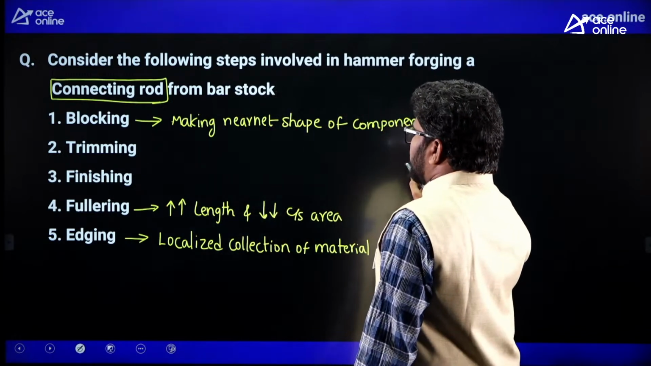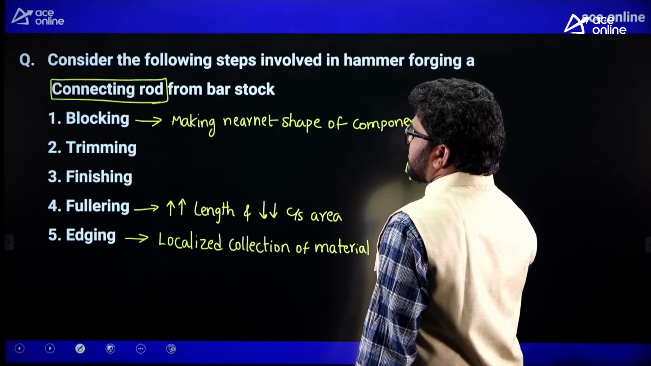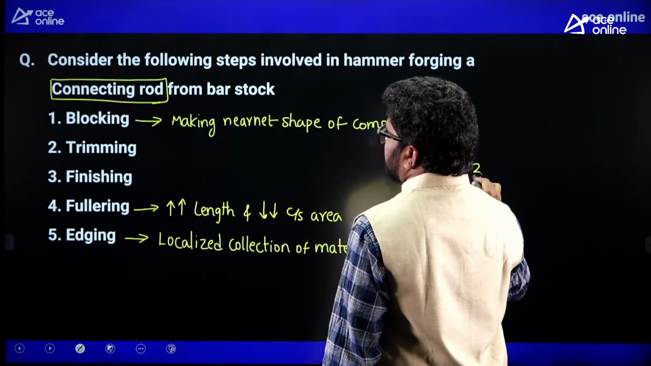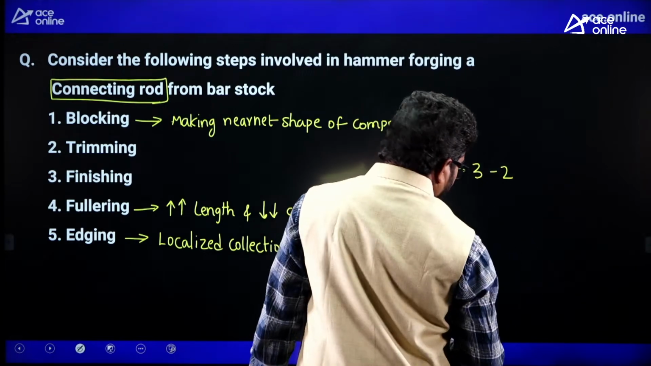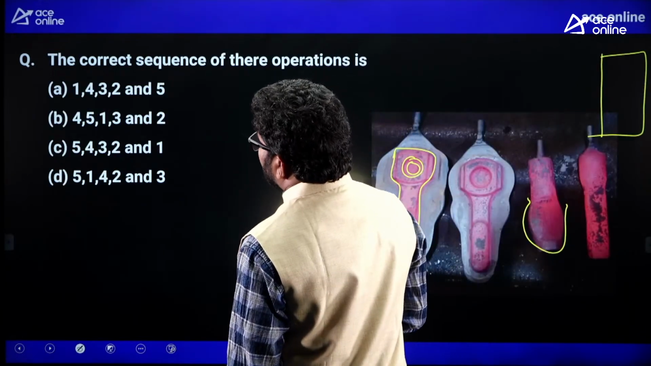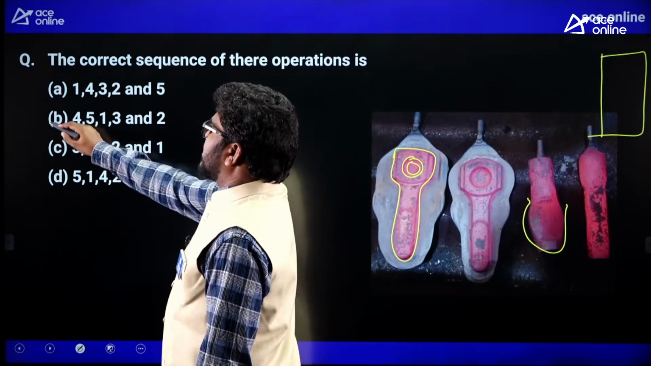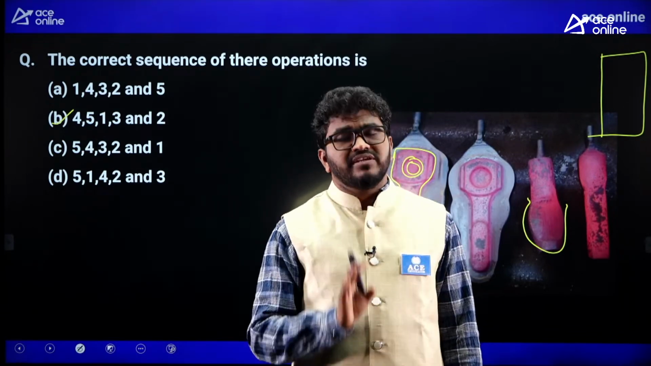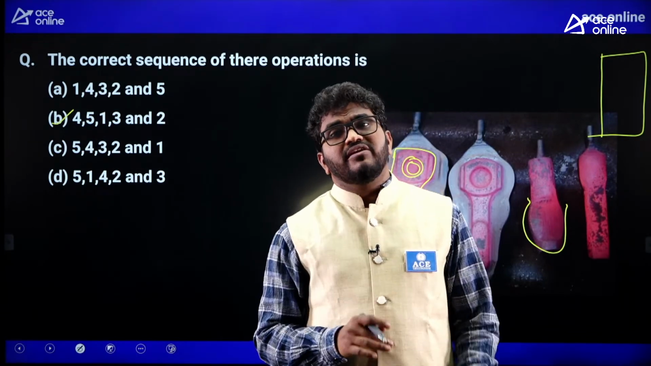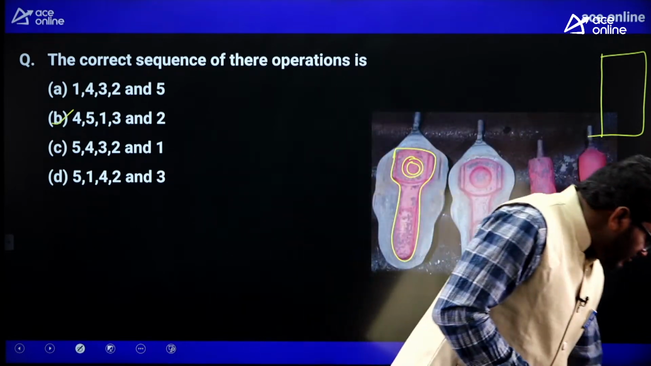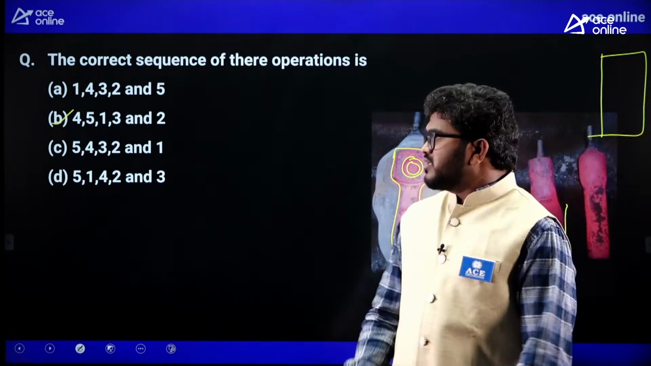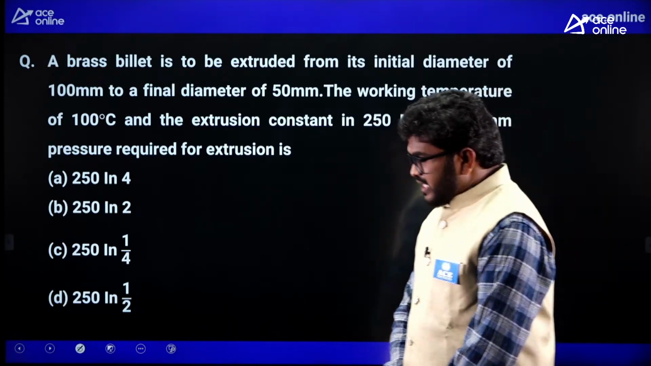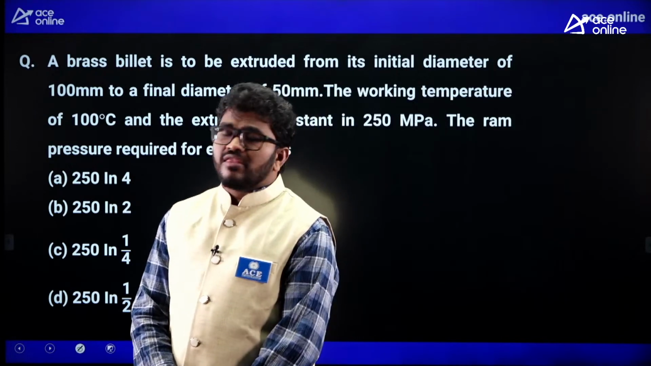So 4 5 1 3 2, B is the correct answer. This question was asked in many competitive exams, that's why I am giving it. Correct, B is the correct one. Right, okay. Next, another question.